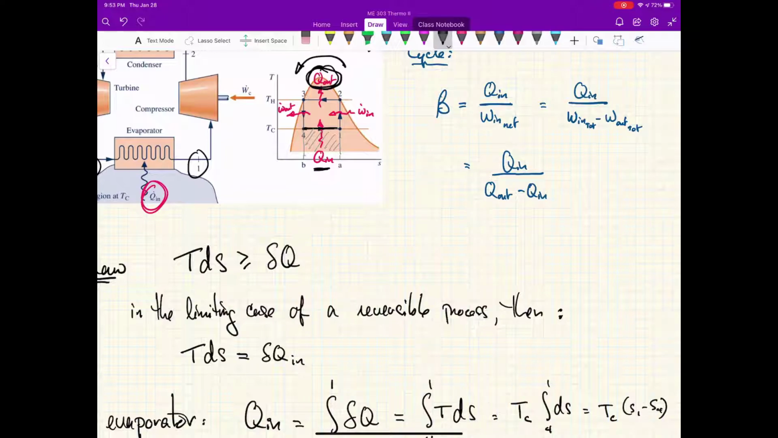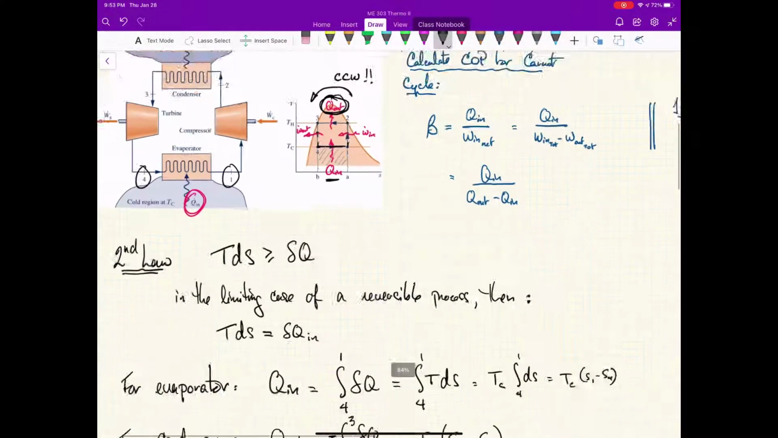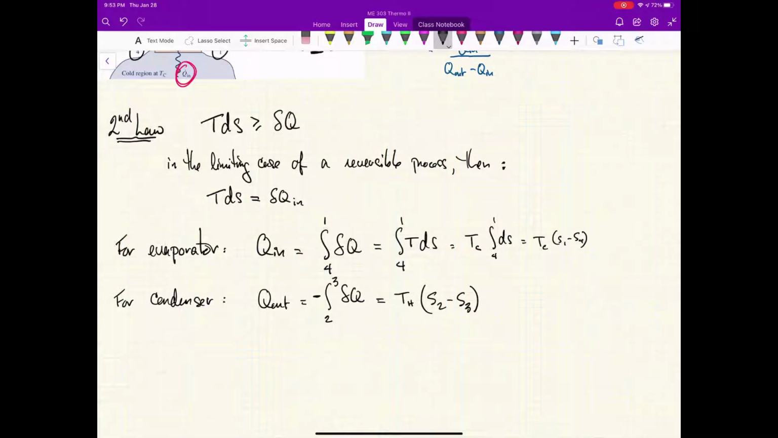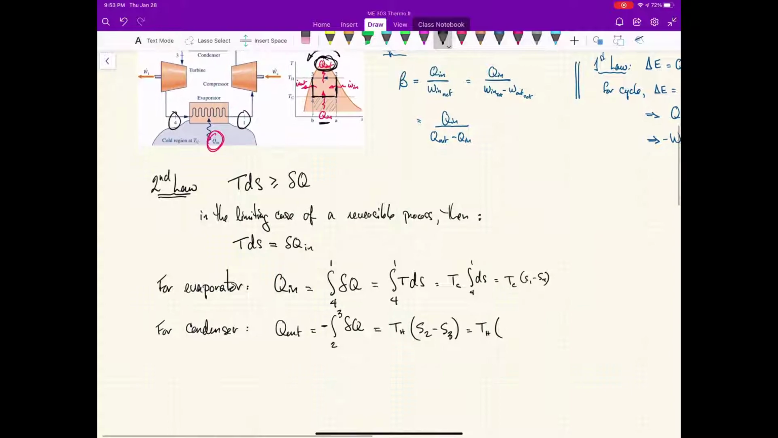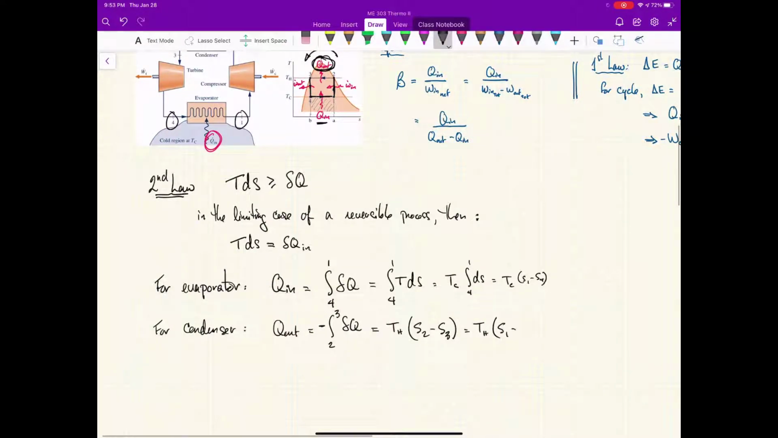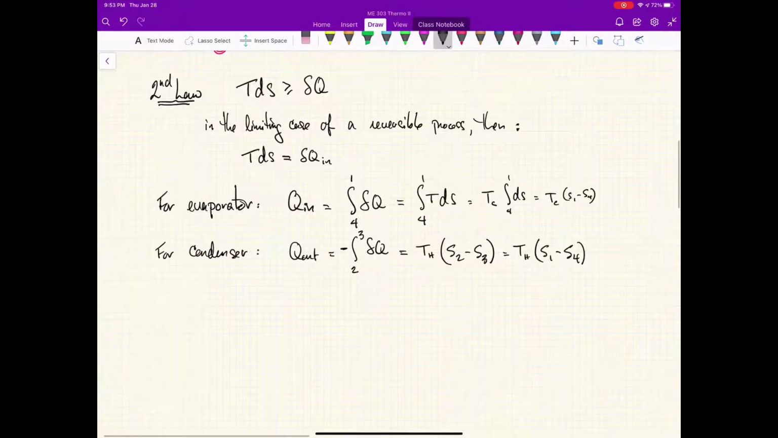And notice here that because both the compressor and the turbine are isentropic, the entropy at 2 is the same as the entropy at 1, and the entropy at 3 is the same as the entropy at 4, like we mentioned earlier. And so therefore that means that what I got here is T sub H times S1 minus S4, right? And that's going to be important here for a calculation of beta, because all those S are going to cancel.